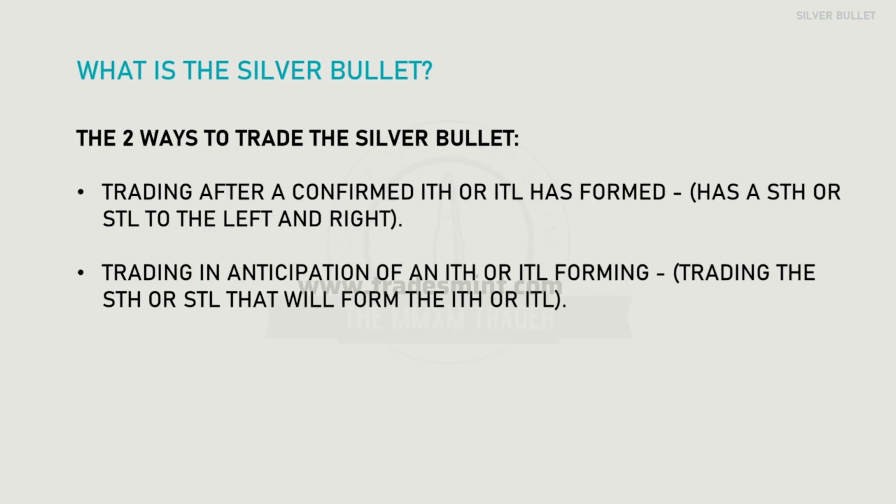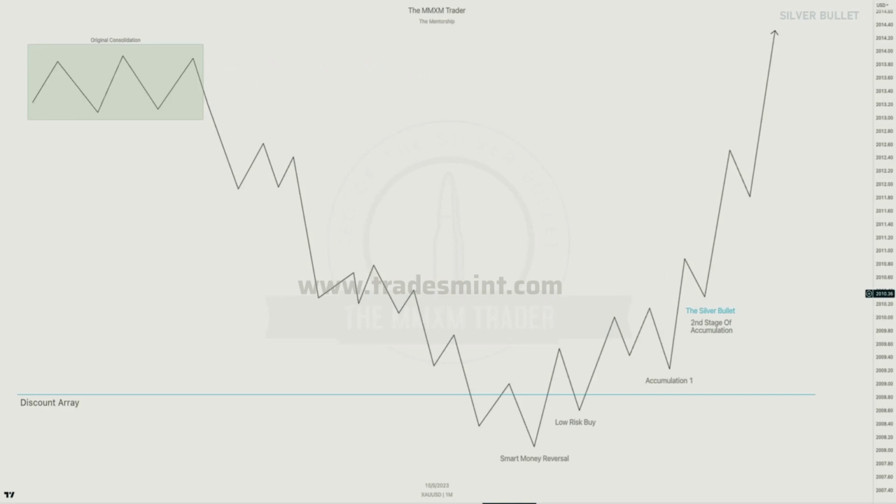There are two ways to trade the silver bullet. Trading after a confirmed intermediate term high or intermediate term low has formed, so it has a short term high or low to the left and a short term high or low to the right of it, or we're going to anticipate that intermediate term high forming and trade that short term high or short term low that will be forming next to it. So over here we've got a crude depiction of how a market maker model looks.